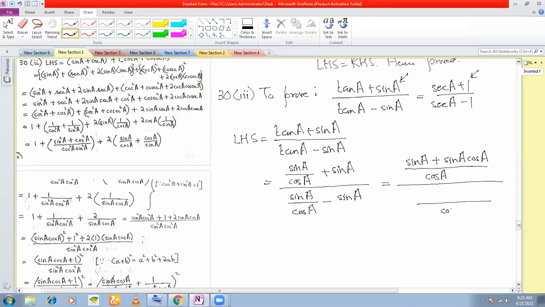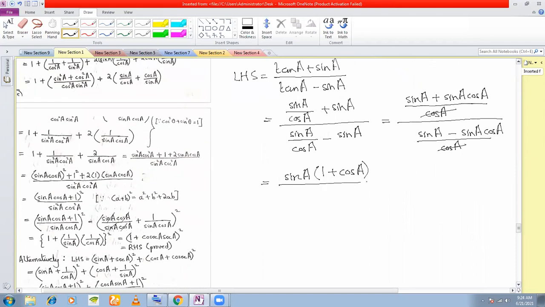Denominator cos A, and you get sin A minus sin A cos A. So that cos A and cos A will cancel here. In the next step, in the numerator, if you see you have sin A into sin A plus cos A, you can take sin A common. You get 1 plus cos A. And in the denominator, you can take sin A, you get 1 minus cos A.